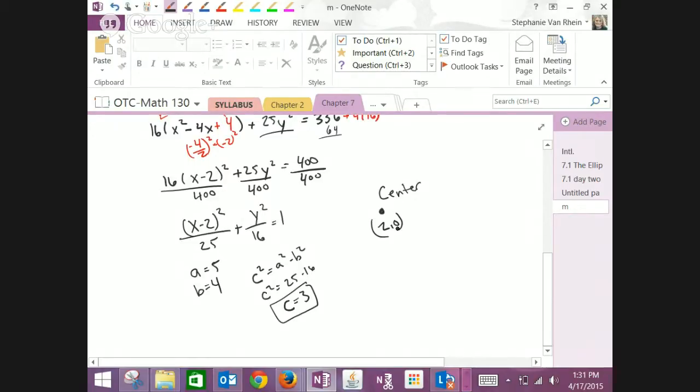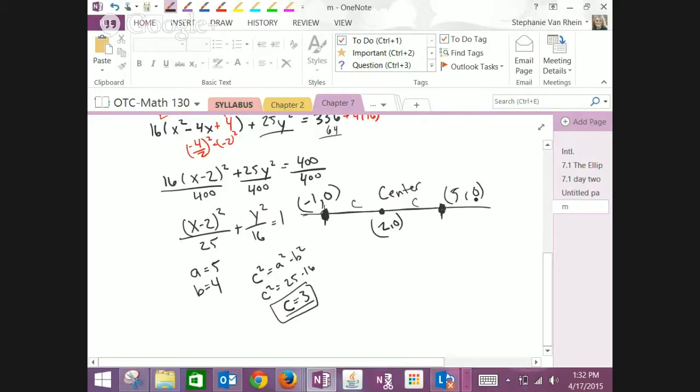Which is my major axis? The x, right? So the distance here, C units, is going to give me my focus points, right? So x is changing by 3. So what is this point? 2 minus 3? Minus 1 comma 0. And this point would be 5, 0. Right? That's my focus points.